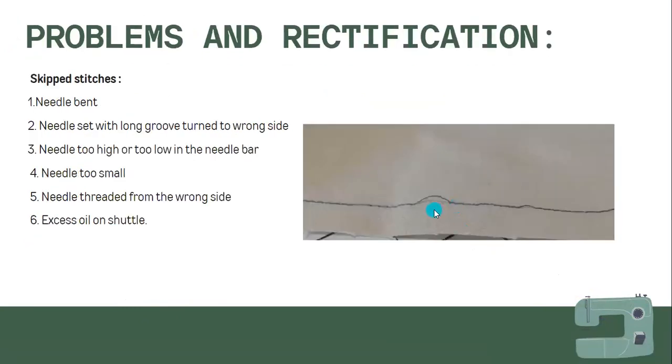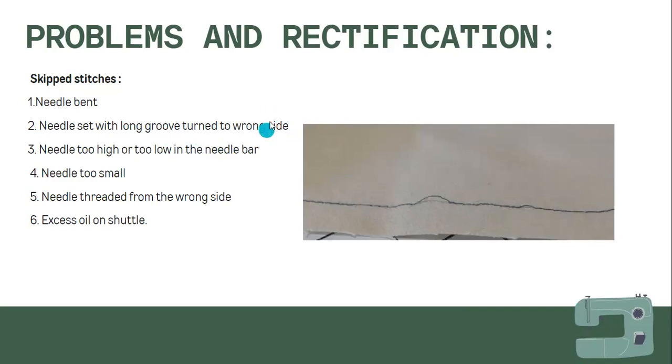Now the next one is skipped stitches. This is also very common. You see here the stitches are all okay, and then in some places the stitches are skipped. What are the possible reasons for this? First, the needle might be bent. The needle might be set on the wrong side, that is, the groove turned to the wrong side.